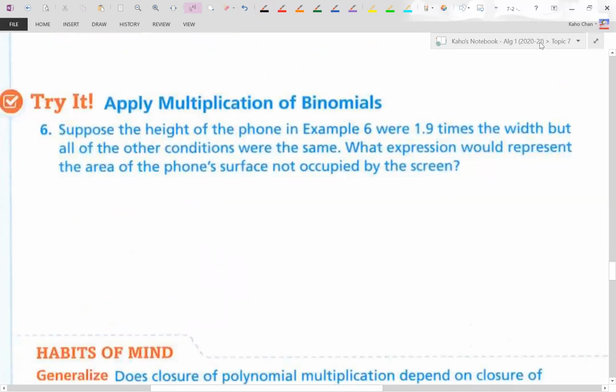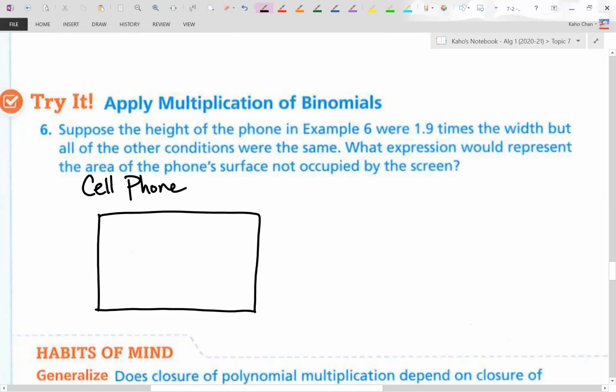Suppose the height of the phone in example 6. Oh, this is the actual bookwork. Were 1.9 times the width, but all of the other conditions were the same. What expression would represent the area of the phone's surface not occupied by the screen? All right, we're talking about cell phones here, ladies and gentlemen. Draw a cell phone that looks like this, please. This cell phone has a bezel like that.